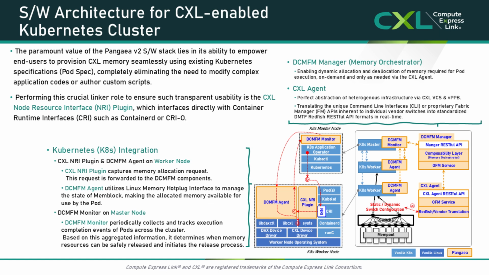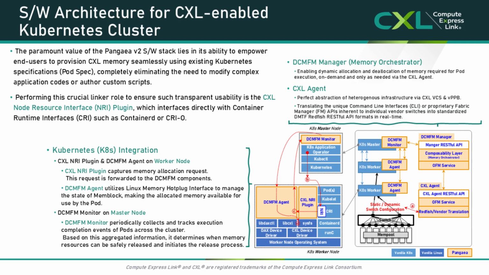Performing this crucial link role to ensure such transparent usability is the CXL Node Resource Interface plugin, which interfaces directly with the container runtime interface, such as containerd or CRI-O. The CXL NRI plugin intervenes in the container lifecycle to adjust the resources in real time without modifying the underlying operating system or Kubernetes binary.